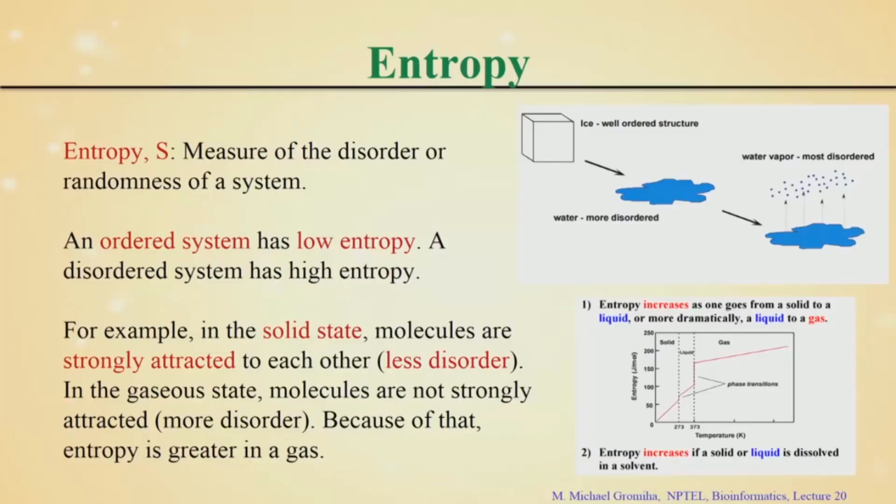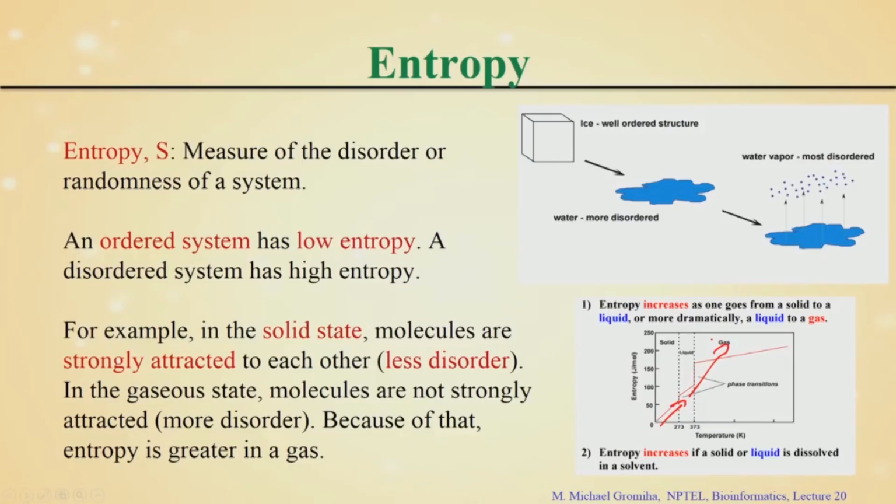For example, in the solid state you have ice, then it goes to water and then into vapor. In the case of ice, what is more random or less disordered? It is less disordered, it is more ordered. So the entropy is less, and compared to that it increases in water, and water vapor is mostly disordered. The change from liquid to gas is very highly disordered.